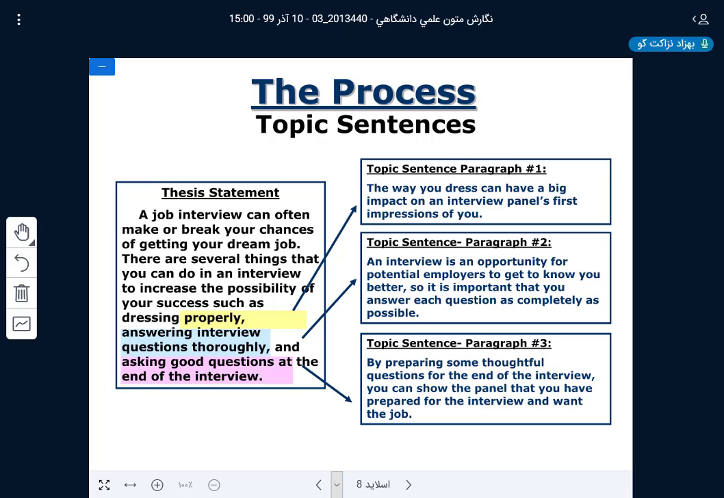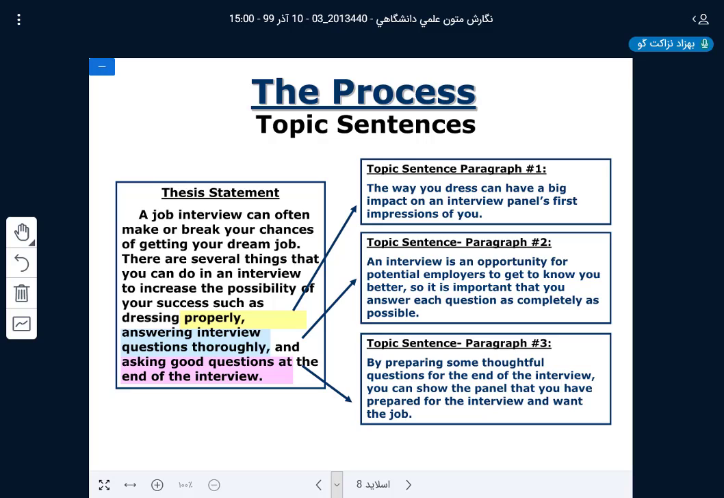And another factor which can help you to succeed in this interview is asking good questions at the end of the interview. So this is your chance to actually ask your questions. By preparing some thoughtful questions, you can show how intelligent or smart you are.